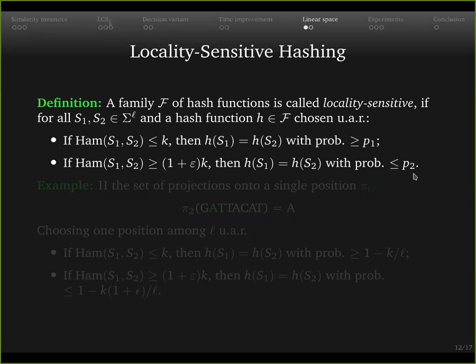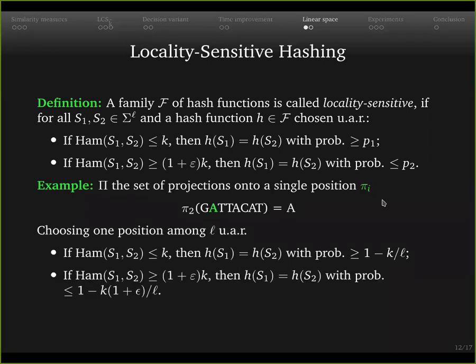This can seem a bit particular as a definition, but the set of hash functions we use is quite simple. It's a set of projections onto a single position, meaning Pi projects on position i. It's always for a string of length L. And so P2 of cat is just the second letter, which is A.